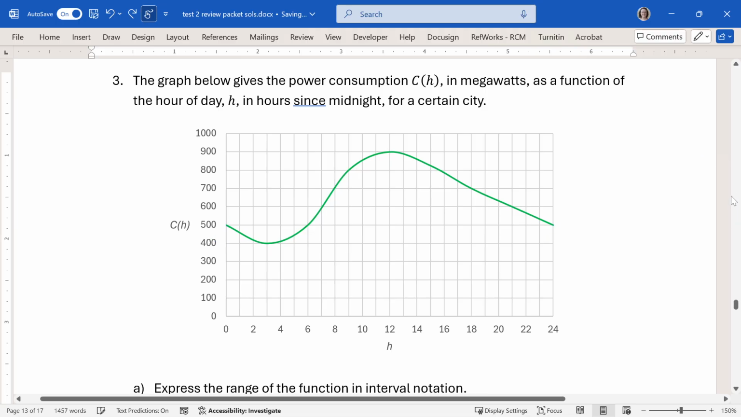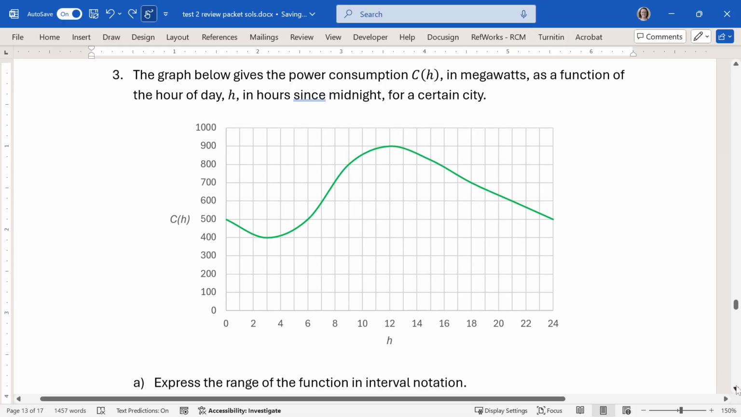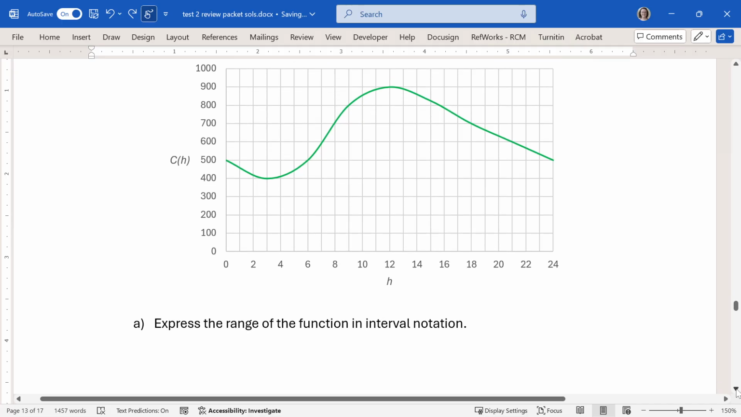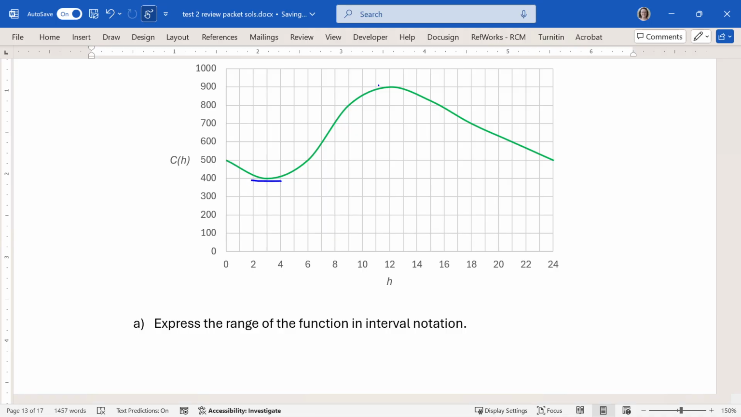Okay, I don't know if this is like the usual demand or if it's actually just one particular day. But anyway, express the range of the function in interval notation. So the minimum looks like 400 and the maximum is 900. So this is going to be from 400 to 900.